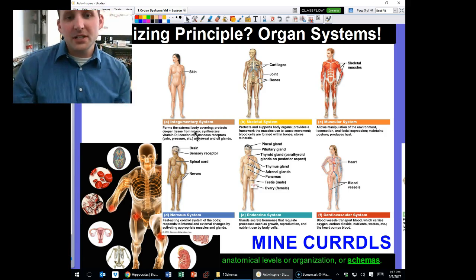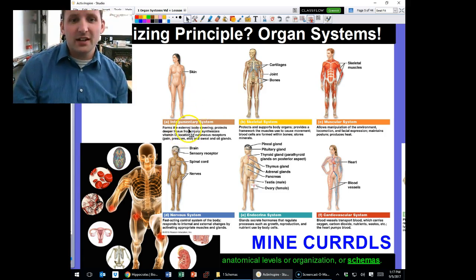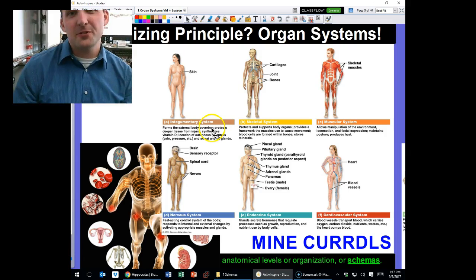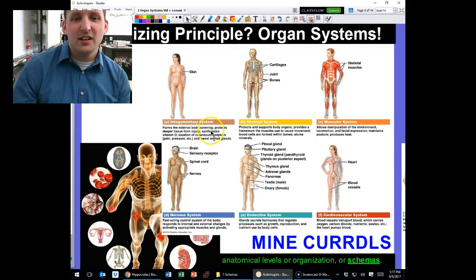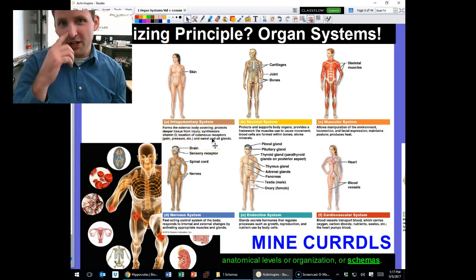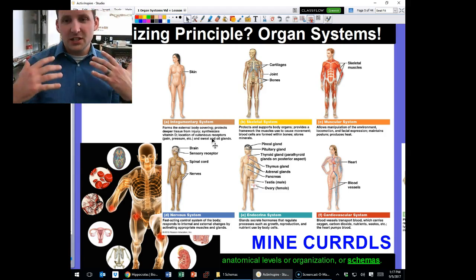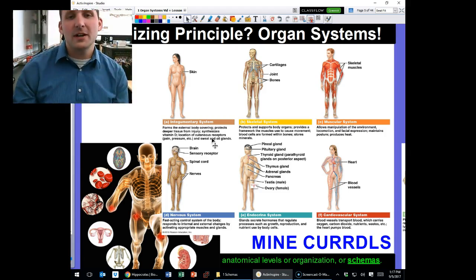So the first one's the integumentary system. That's your skin. It protects you from the outside, protects you from bacteria and infection. It even helps you synthesize vitamin D, which is really important. We'll talk about that later this year. It's a huge receptor organ. So how do you sense the world? Your skin isn't just to protect you, it's to sense the world. It also helps to cool you off with sweat glands and keeps things moisturized with oil glands.